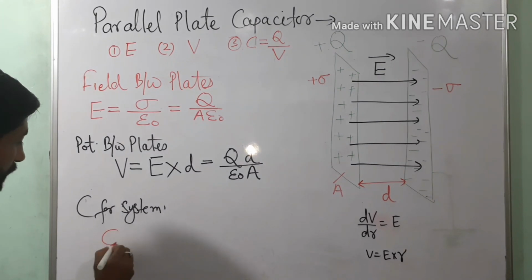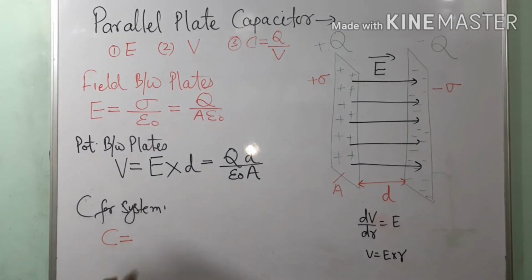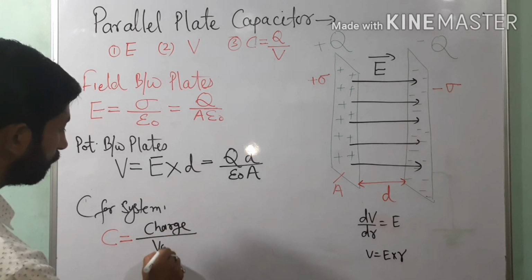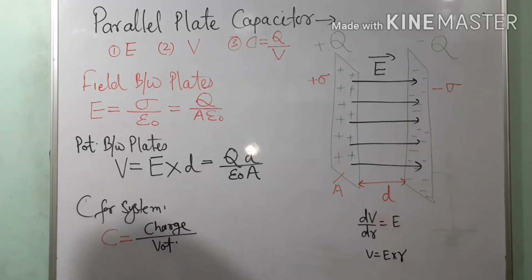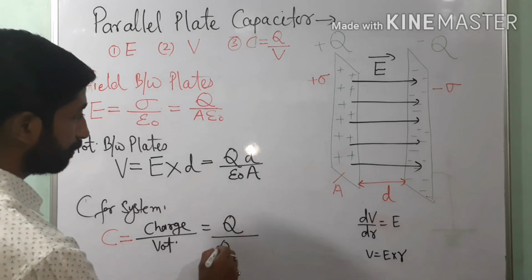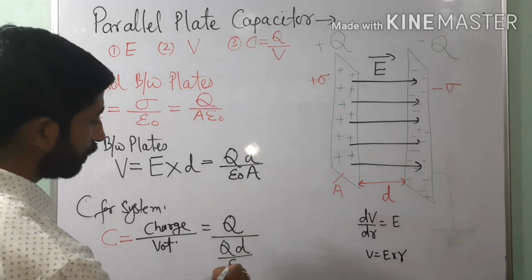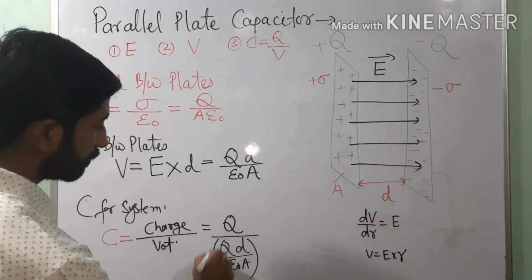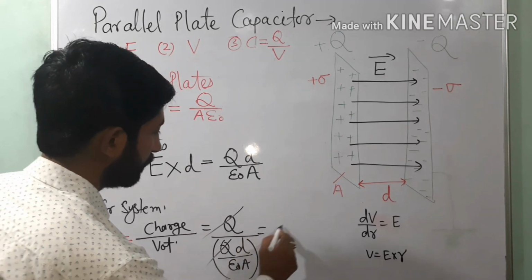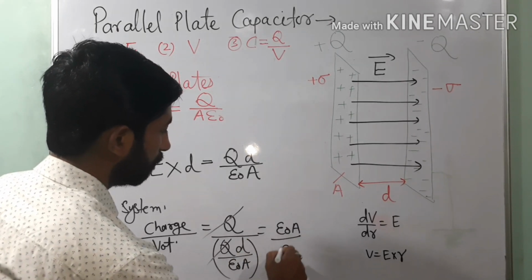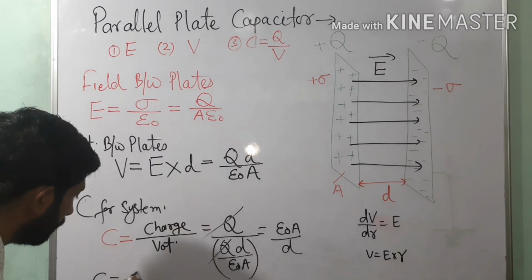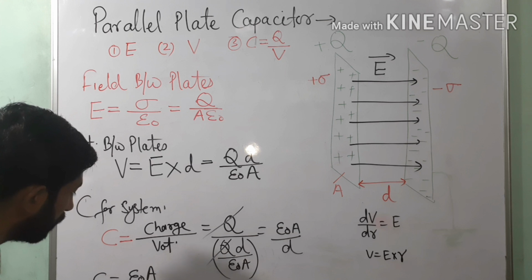So C is equal to charge over potential or voltage. How much charge has been given? Q. What is the potential? Q d over epsilon naught A. So this is cancelled and we get epsilon naught A over d. So C for the capacitor of this arrangement is epsilon naught A over d.